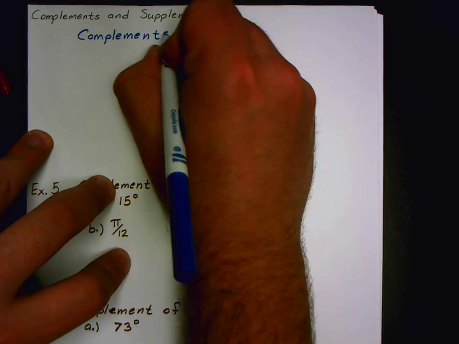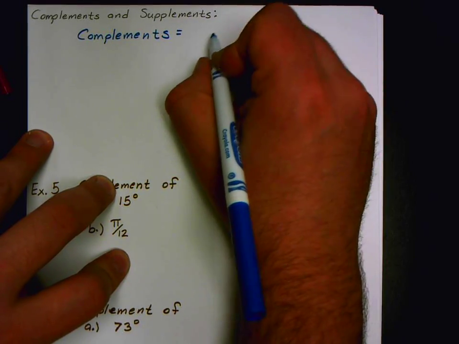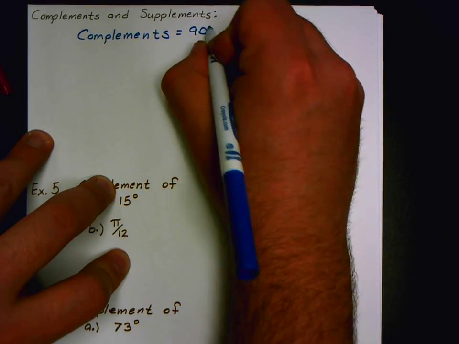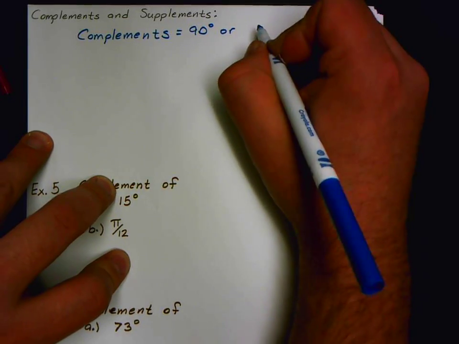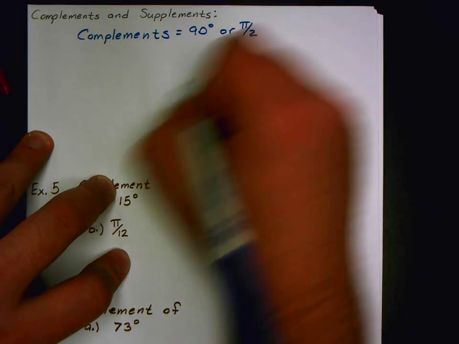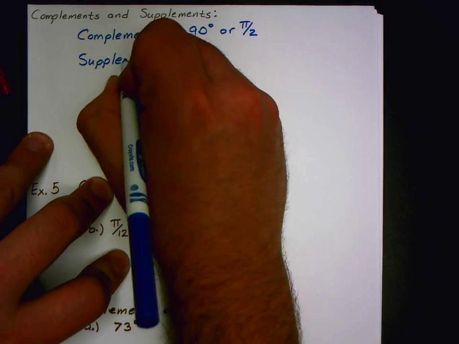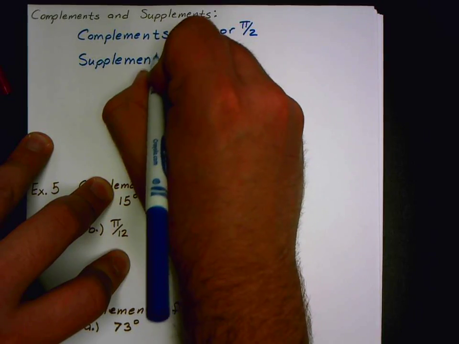Okay, complements and supplements. Complements, when you add them together, what do they equal? 90 degrees, or what in radians? Pi over 2. Supplements, 180 degrees, or pi.